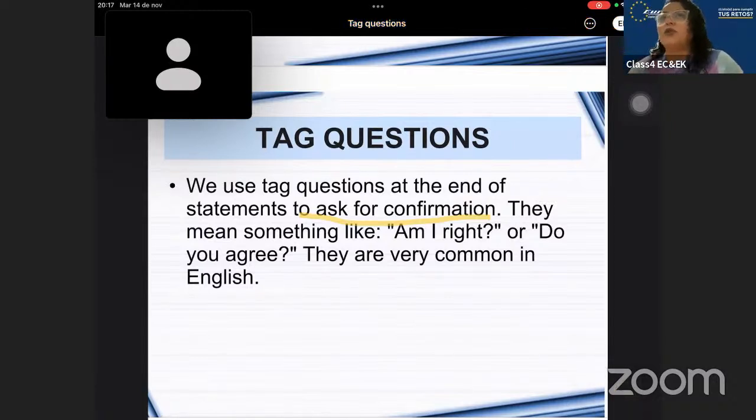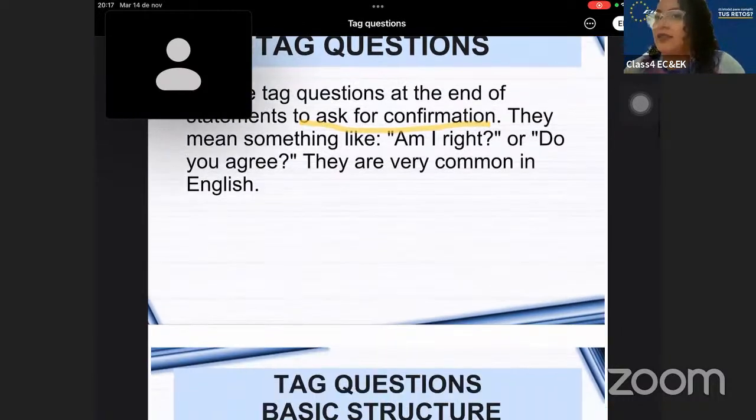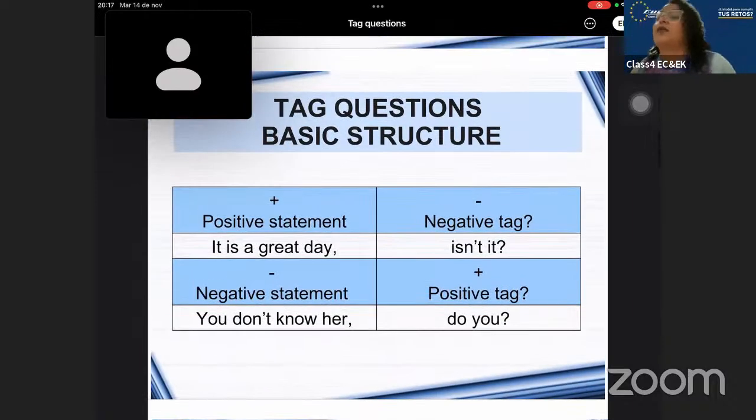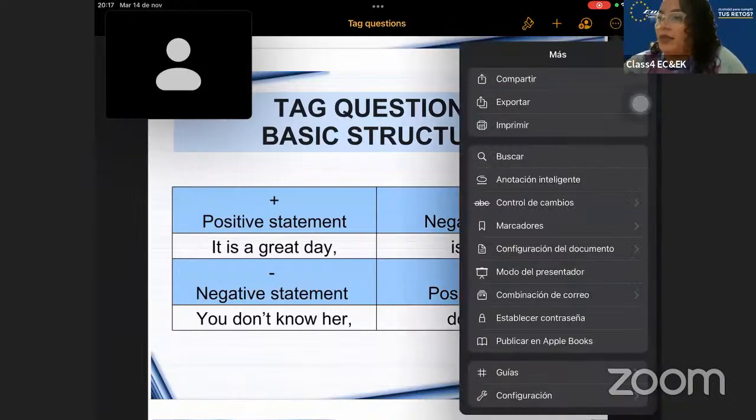Later, I'm going to give you an example in Spanish, and then you're going to realize that this is something we practice in Spanish, these questions. But in English, we can also find these kinds of questions, okay? Now, these questions have a general or basic structure. For example, in here, I really want you to pay attention.